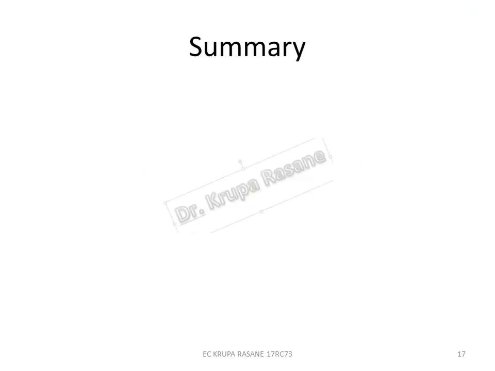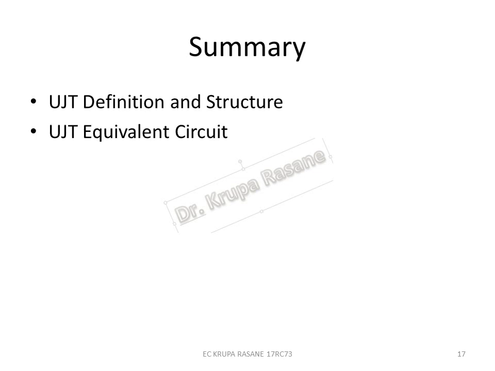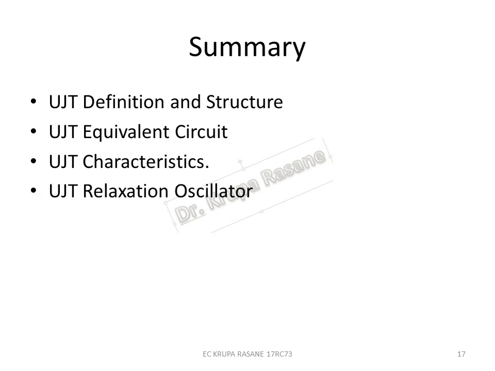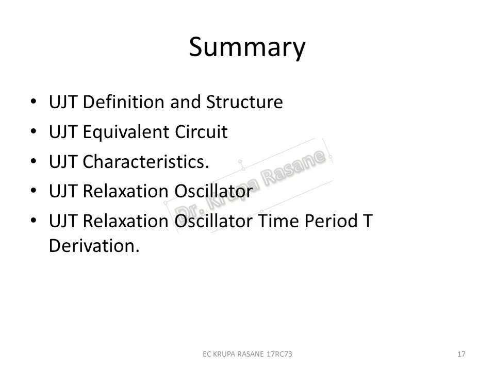So basically, the summary of this class goes like this. We have seen what a UJT is, we have defined it, and we have also seen the internal structure of the UJT and the UJT equivalent circuit. We have looked into the UJT characteristics and the regions in the characteristics. We have seen how the UJT can be used as a relaxation oscillator and how to derive its time period. We have also done the designing of the UJT, that is, how to get the components connected in a UJT oscillator.